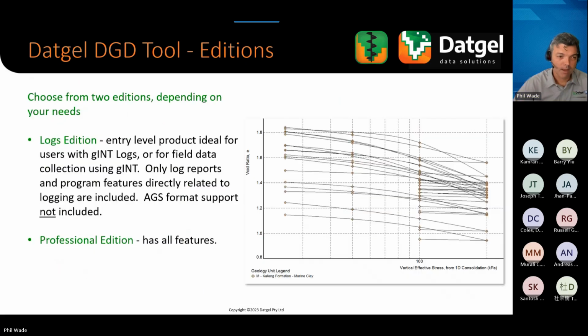And there are two editions. The logs edition does not support AGS format, but many of our customers might have a mix of gINT Logs and gINT Pro, so they can buy the matching number of DGD tools for the Logs and the Pro that they have, and still use the same library and stuff with both options.